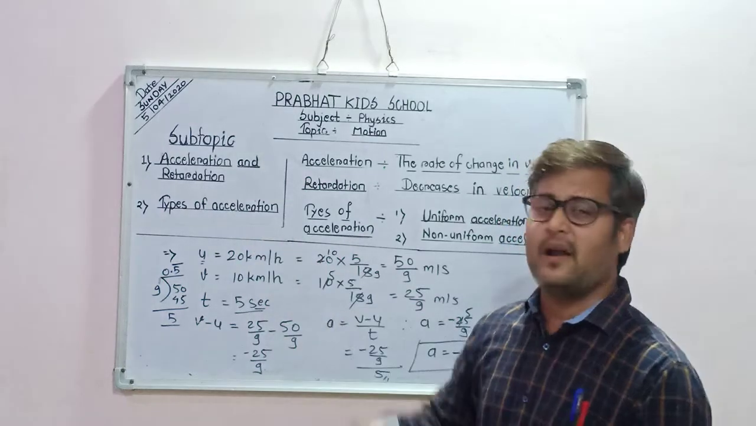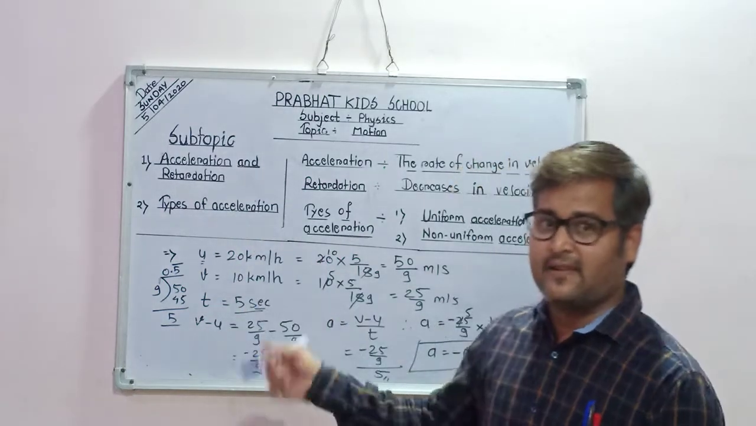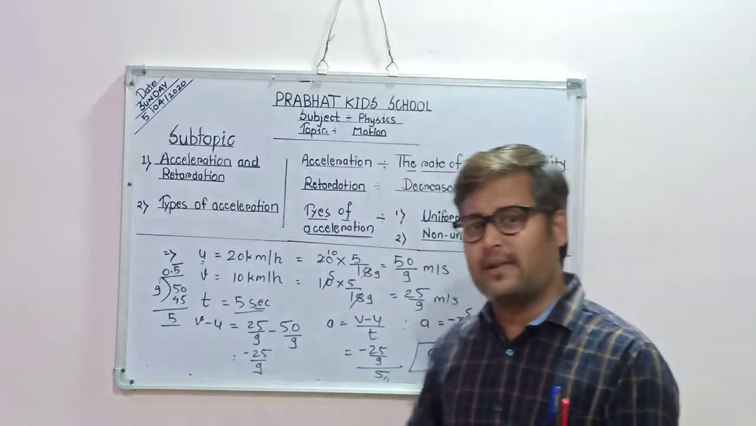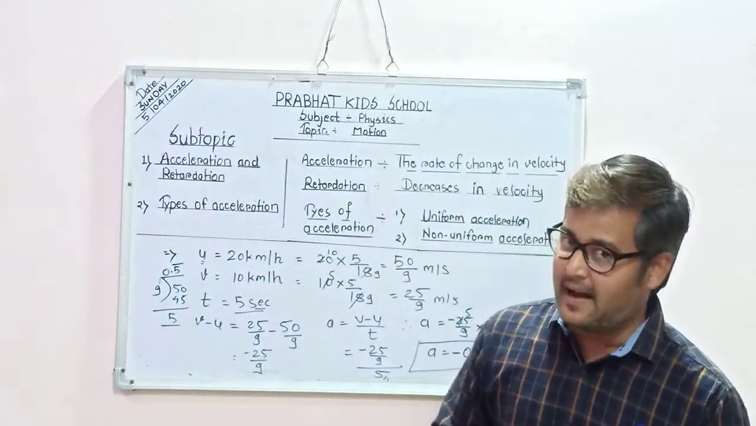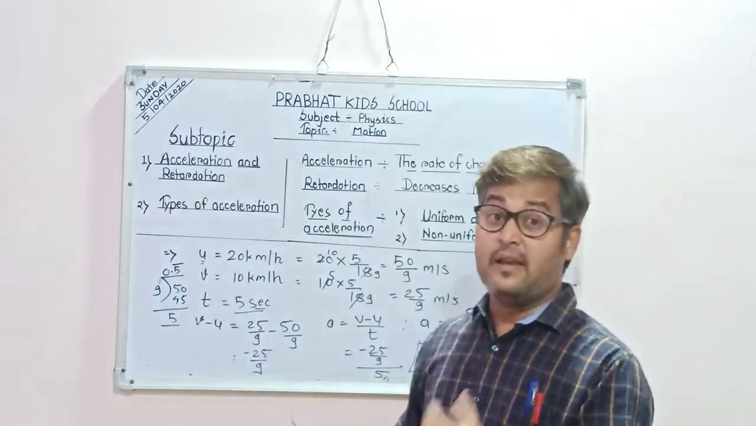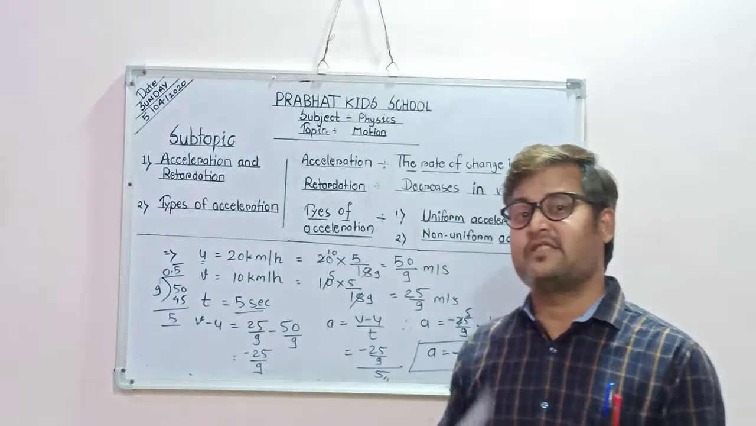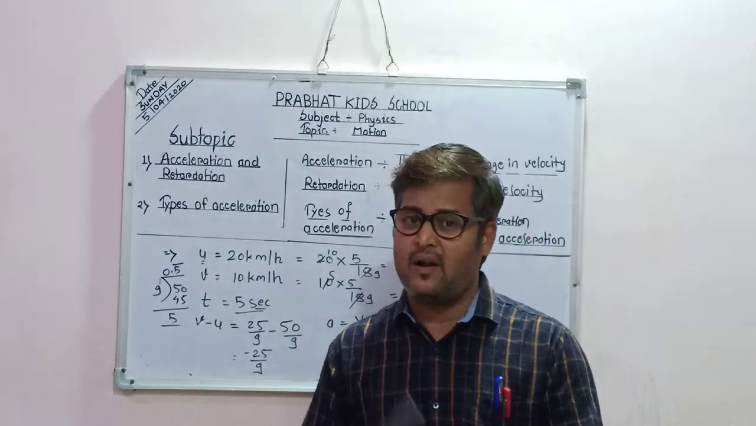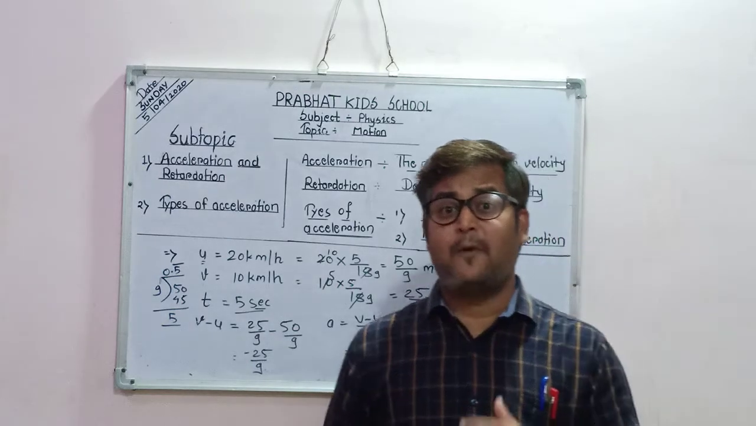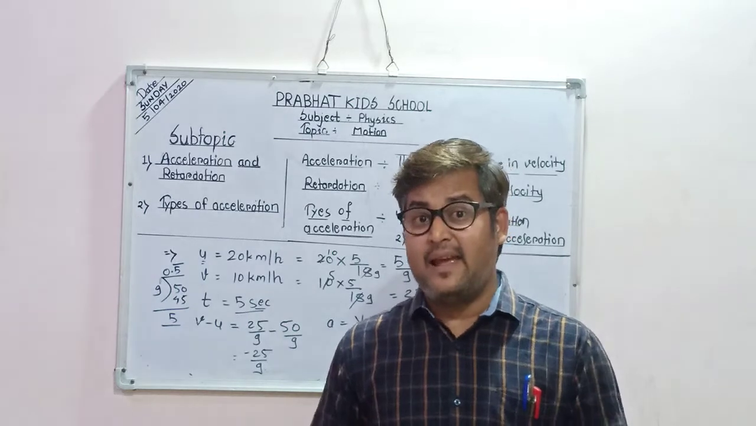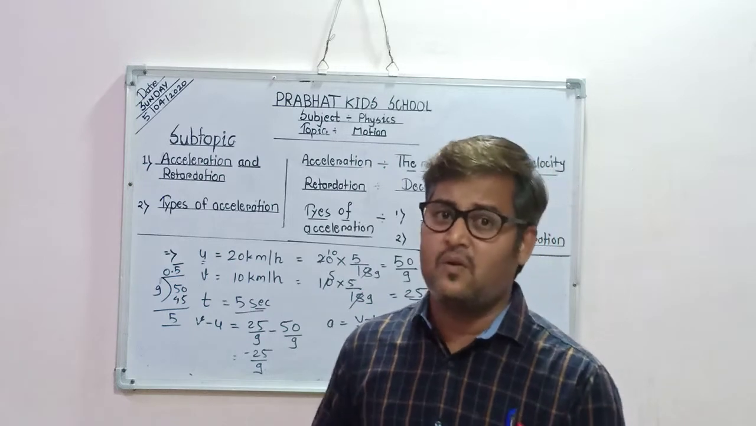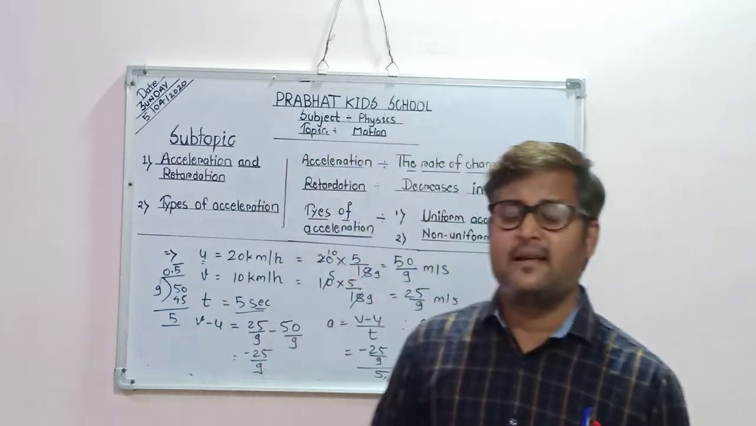Both are vector quantities, acceleration and retardation. In case of acceleration, what happens? The velocity increases. In case of retardation, the velocity decreases. In case of acceleration, final velocity is more than initial velocity. In case of retardation, final velocity is less than initial velocity. That's why the acceleration is negative. This negative acceleration is called retardation. Again, I am revising the definition of retardation. When the final velocity is less than the initial velocity, at that time the acceleration is negative. This negative acceleration is called retardation.